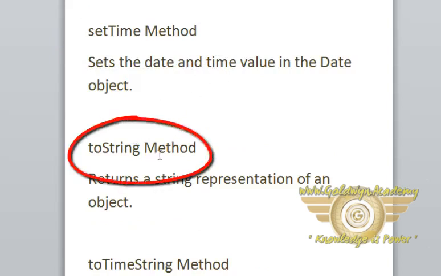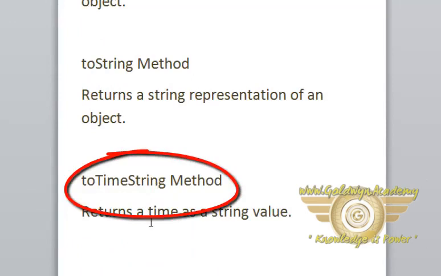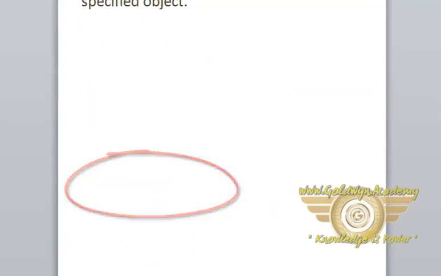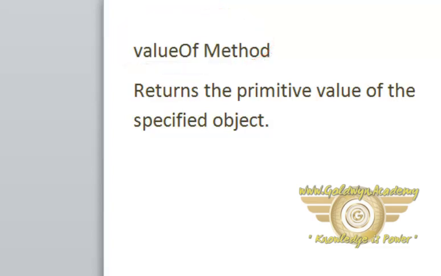ToString method, which returns a string representation of an object. ToTimeString method, which returns a time as a string value. ValueOf method, which returns the primitive value of the specified object. Now let's see the example.